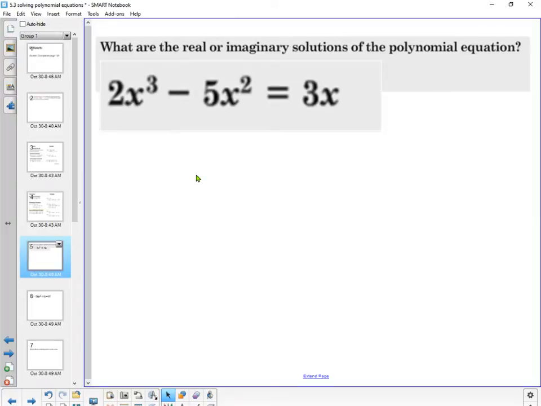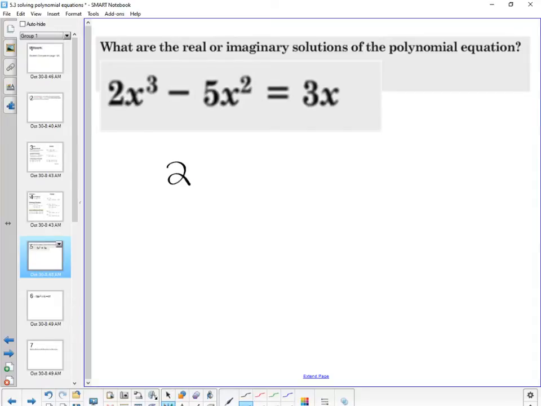So what are the real or imaginary solutions of this polynomial? So for now, put your pencils down. Just watch me do this. First question. Actually, I didn't put solutions up there, did I? How many solutions will this polynomial have? 3. Are they all going to be real? We don't know. Maybe, maybe not. So let's go ahead and get started here.